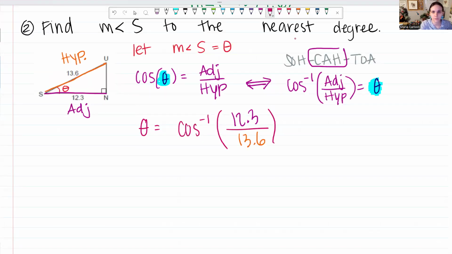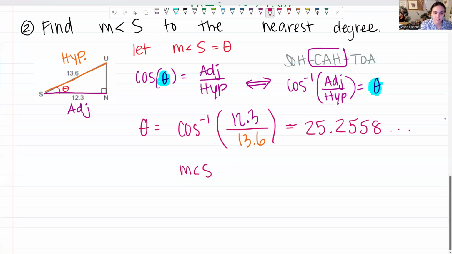So writing this in a little bit here. This was 25.2558... So I could say then that the measure of angle S is approximately, rounding to the nearest whole degree, 25 degrees.